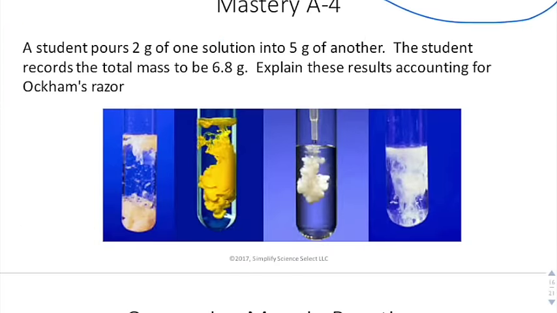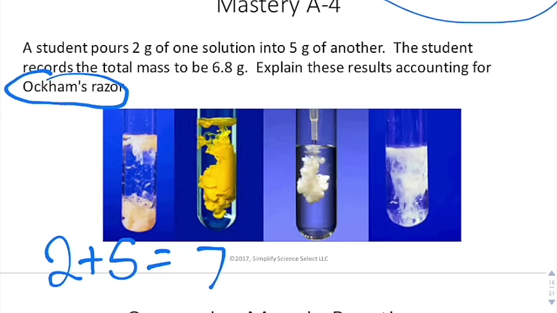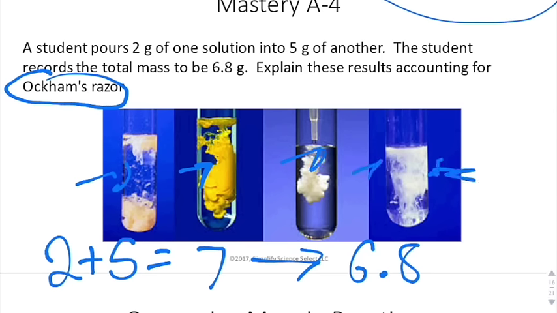Okay, next it says a student pours 2 grams of one solution into 5 grams of another. The student records the total mass to be 6.8 grams. Explain this result accounting for Occam's razor. Now, Occam's razor means that the simplest explanation is most often the correct explanation. So if you look, I have 2 plus 5 grams on one side, and that's 7, and it produces 6.8 grams on the other. Now, if you look, it doesn't appear like there's any sort of bubbles forming. In fact, it looks like there's solids being produced.